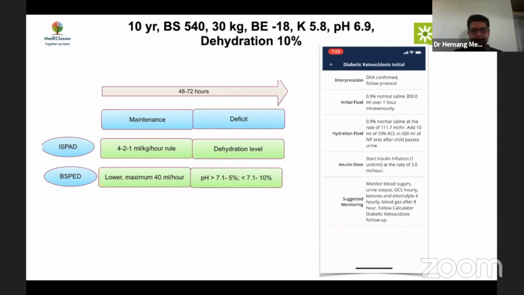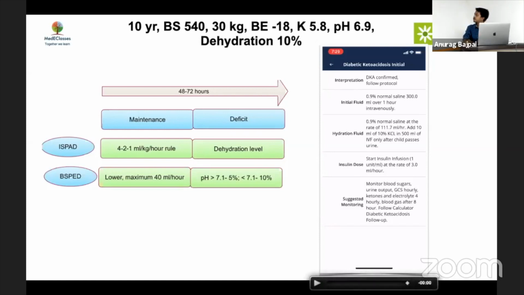So very important, this child at a pH of 6.9 has dehydration, and all those parameters put him at a high risk of cerebral edema. Now what it has done is that it has automatically taken it to 72 hours. That's why your figure and this figure are slightly different. But this you don't have to bother about, you will just calculate.